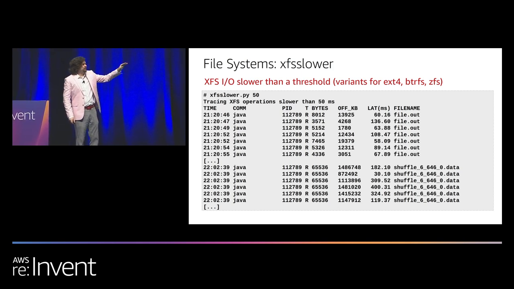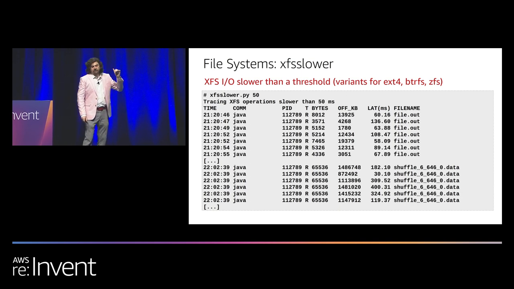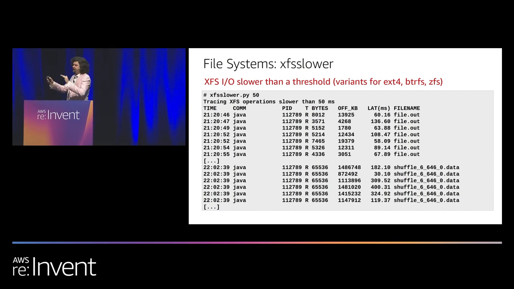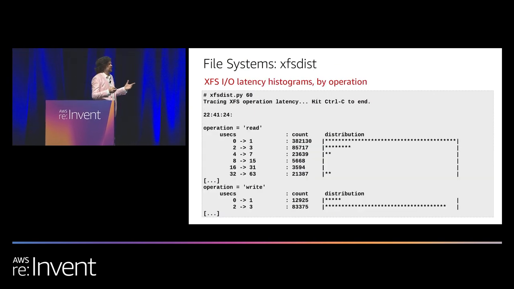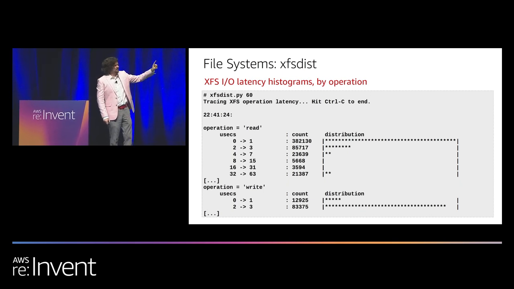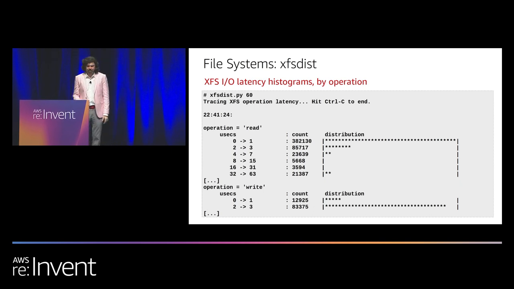Here you can give it a threshold, 50 milliseconds. Here's all the file system I/O that was slower than 50 milliseconds. This is a better indicator of application pain, because if we're waiting, we really are waiting. And I use this tool to exonerate or prove storage I/O subsystem issues. I've got versions of this for ext4, ButterFS, and ZFS as well. And not just for printing out each event, there's also versions that do this distribution as well. So here's XFS dist, and it has the distribution where I can see multimodal behavior for reads and writes and so on.